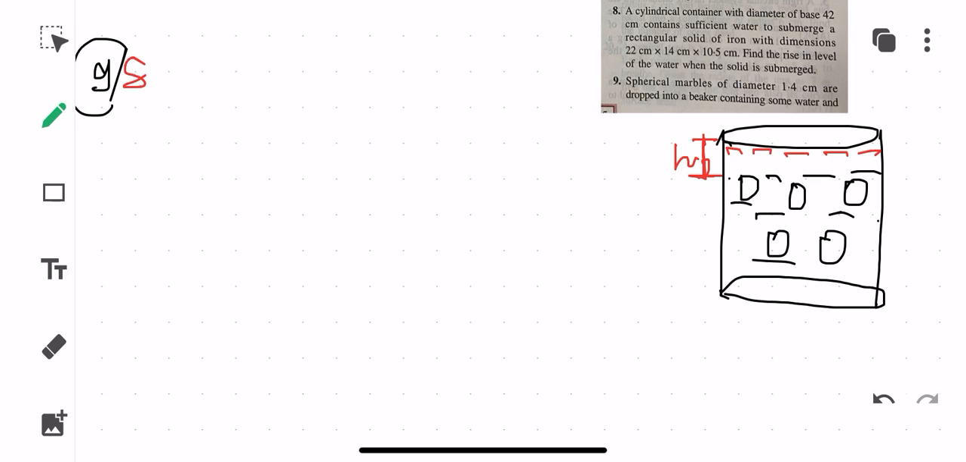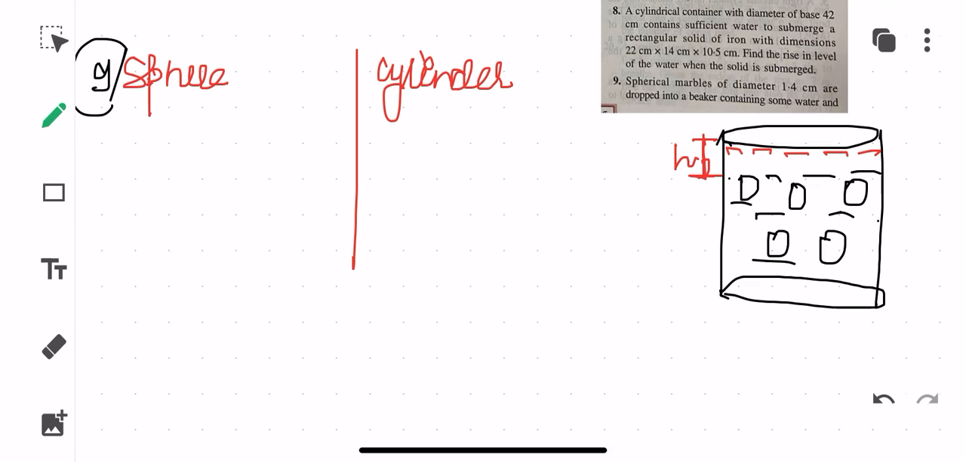Okay, so here also I'll be taking two sides, children. One side I'll be taking a sphere, and the other side the cylinder or the beaker. Here you have to understand, children, that the shape of the beaker has to be cylindrical. For the sphere, the diameter has been given as 1.4. So what will be the radius? Radius will be equal to 1.4 divided by 2, which is 0.7, which can also be written as 7 upon 10. I'll be writing in terms of fractions, children, so that it is easier for me to solve.